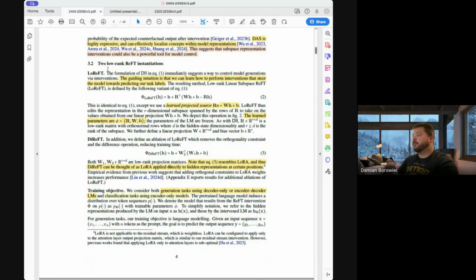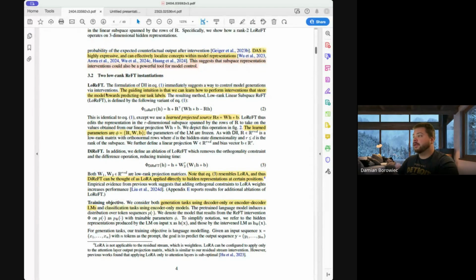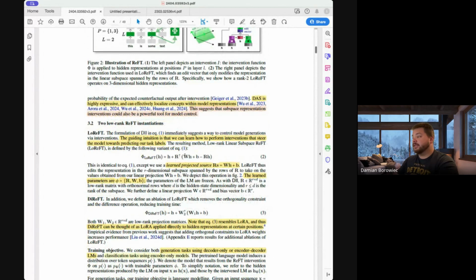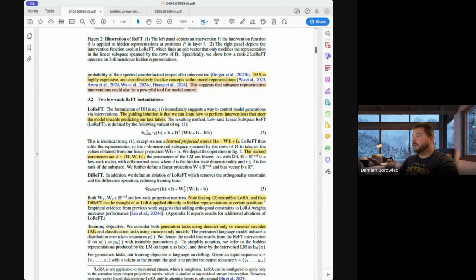Yeah, and they propose two, I guess, two flavors of ReFT. So the first one is the LoReFT, which is the low-rank version of ReFT, which follows very closely the idea of the distributed interchange intervention. It's not exactly the same, but it's somewhat similar. And they don't really explain very well what the learned projected source is and how they obtain it. I believe it is being sort of discovered as the model is being trained.